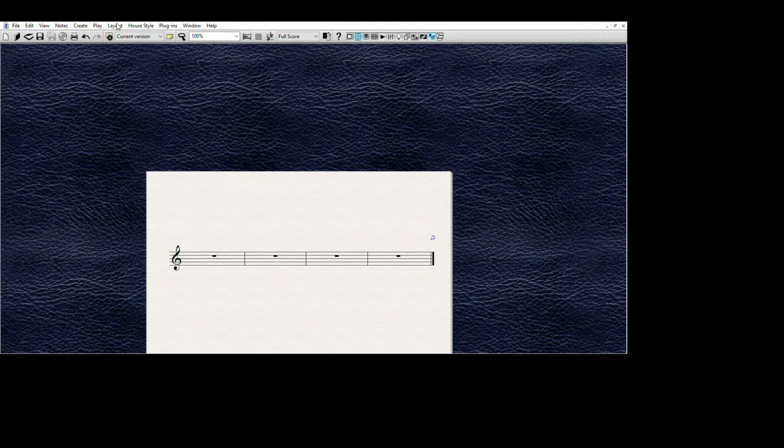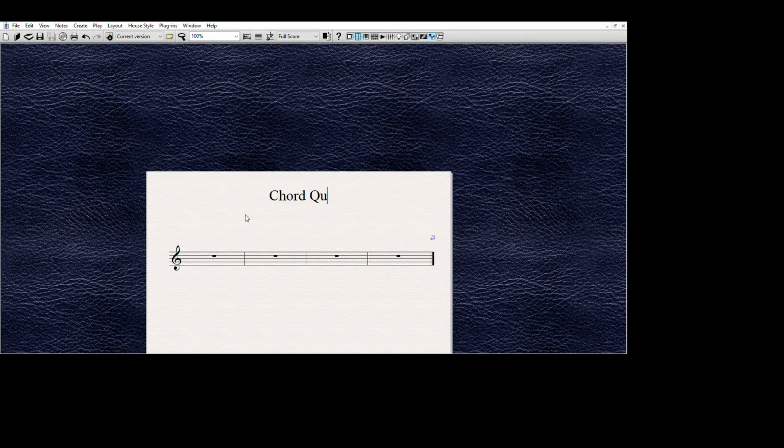Hello, we're going to talk about chord qualities. Give us a little while so we can get the Sibelius all set up here. Okay, chord qualities.